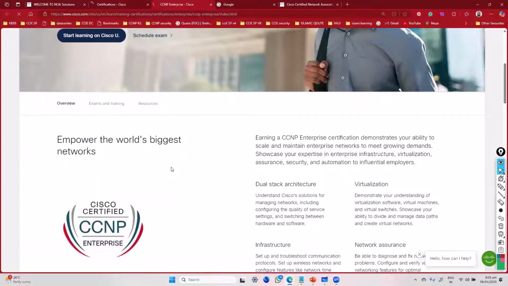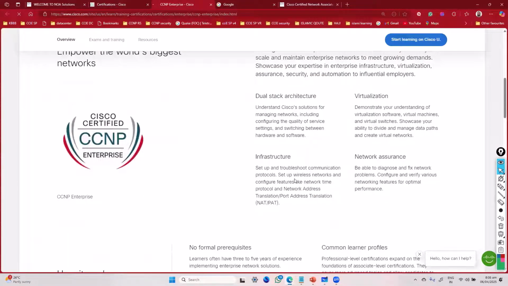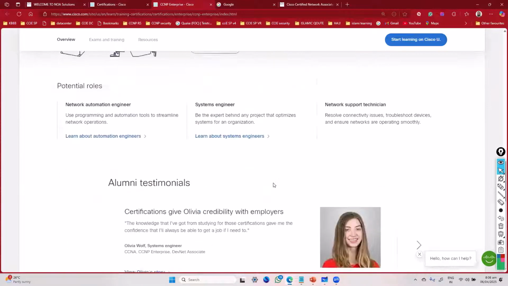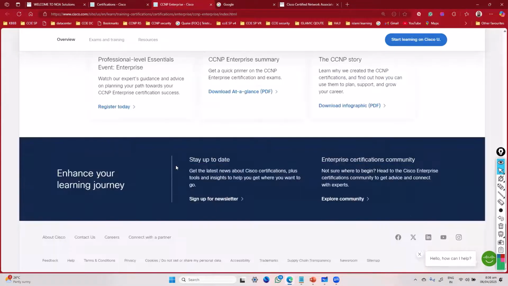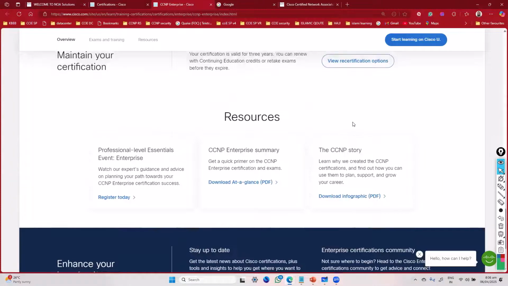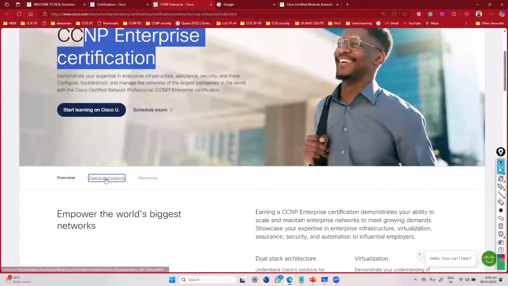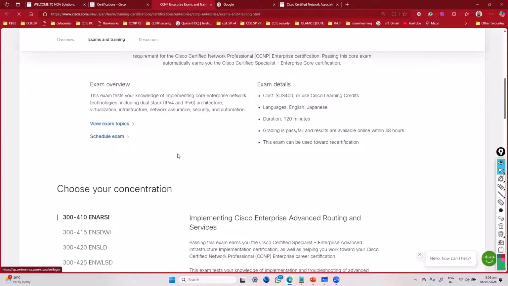Back to the CCNP, you will see this is the CCNP Enterprise. Now, this is a place you will see potential roles, which are all the same thing, network engineer. So view the recertification options. I'm looking out for the modules, events and the training. This is what you'll see.